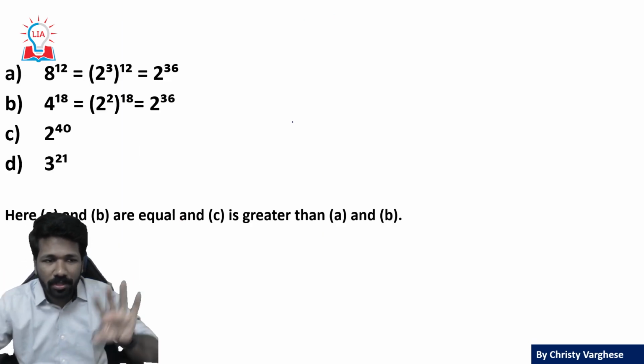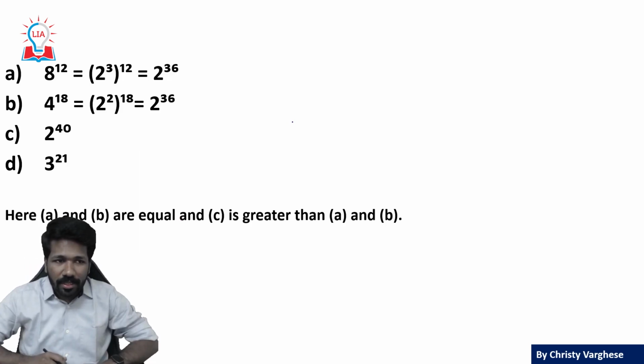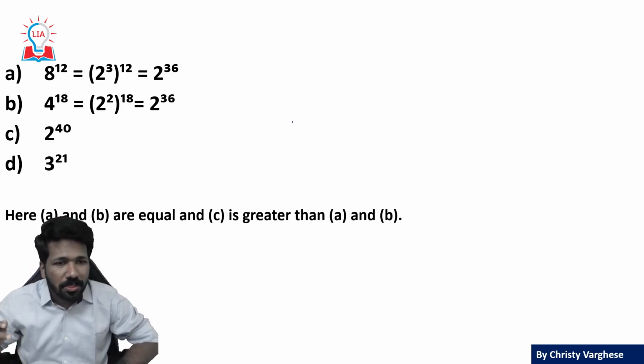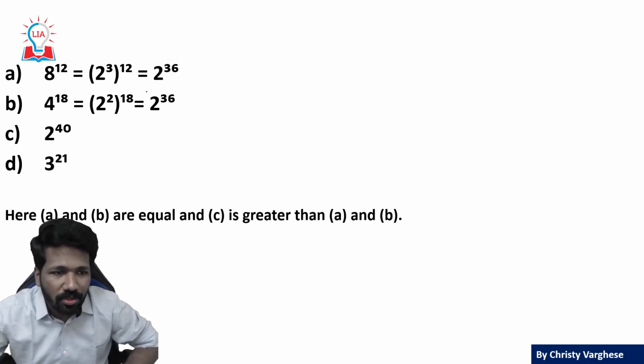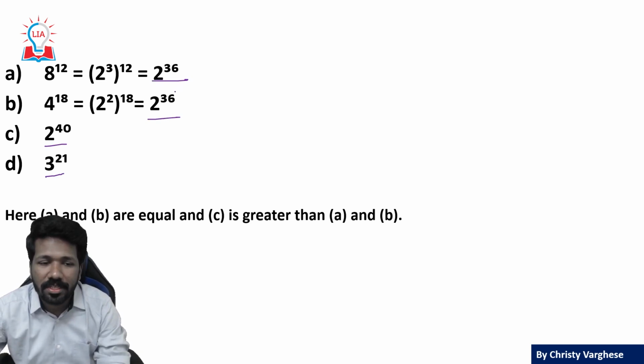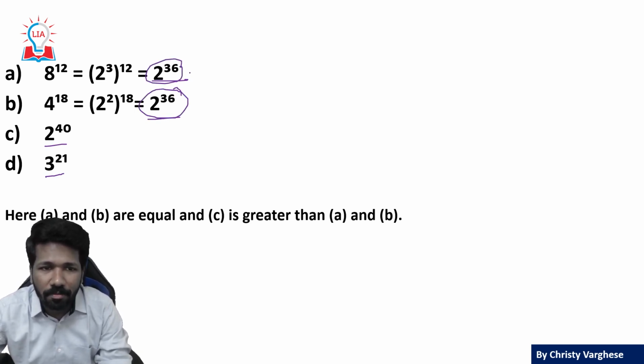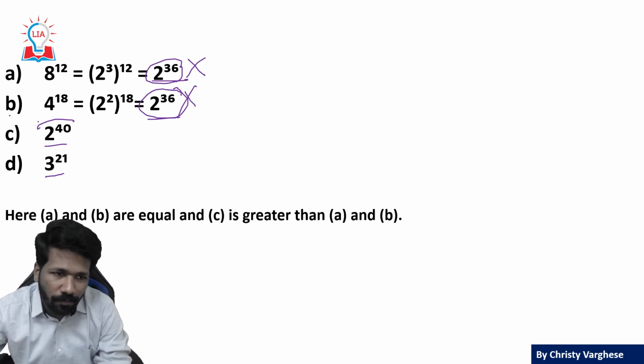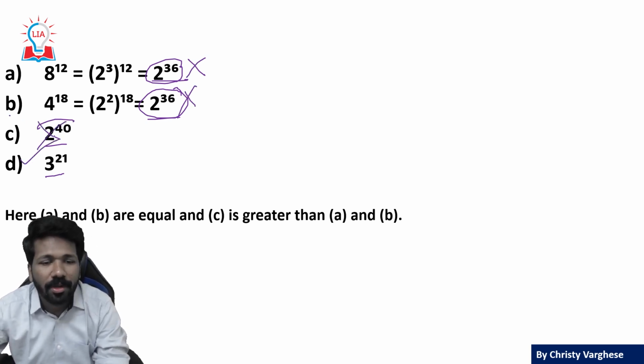I will just conclude this once more. Option A, option B, option C, option D. When you simplify it, you will get one option as 3 raised to 21, another option 2 raised to 40, and 2 options are 2 raised to 36. Both of these cannot be the answer because there will be 2 correct options. That is impossible. So 2 raised to 40 was already eliminated. The only remaining option, 3 raised to 21, should be the correct answer.